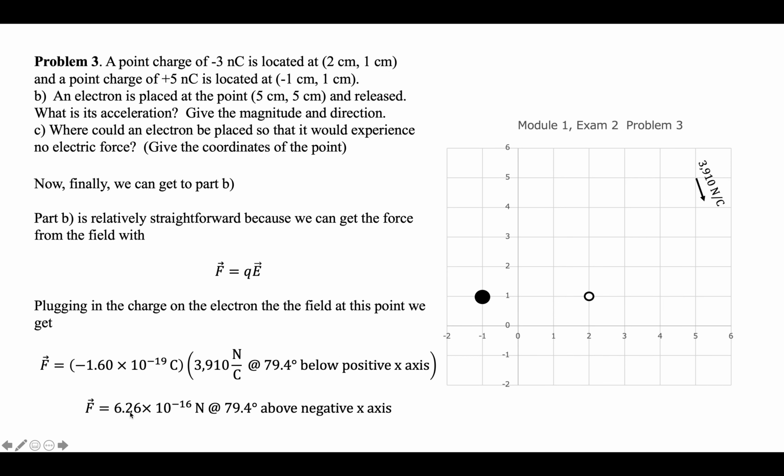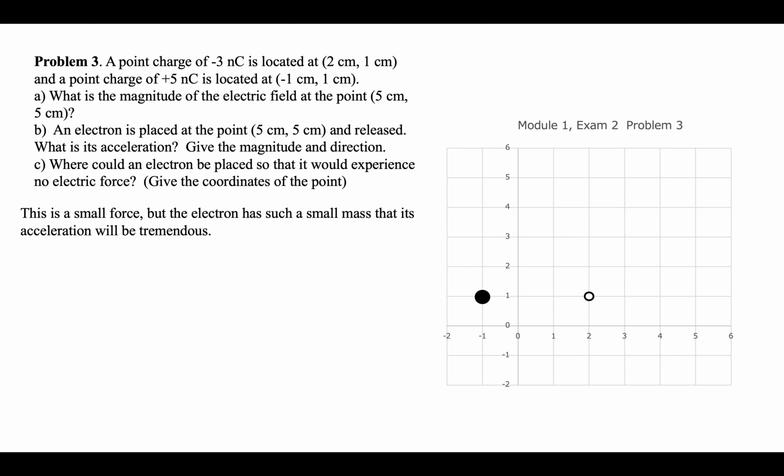The force is 6.26 times 10 to the minus 16th newtons at 79.4 degrees above the negative x-axis. It's in the opposite direction. That way. We have to get the acceleration. Yes, the force is small, but the electron has such a small mass, the acceleration is going to be huge.